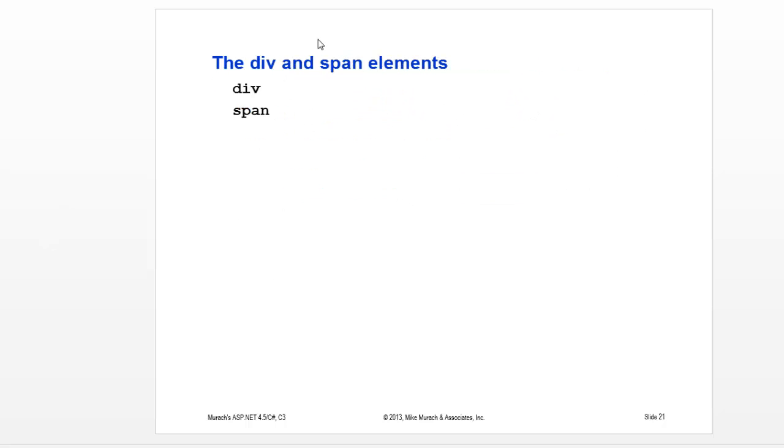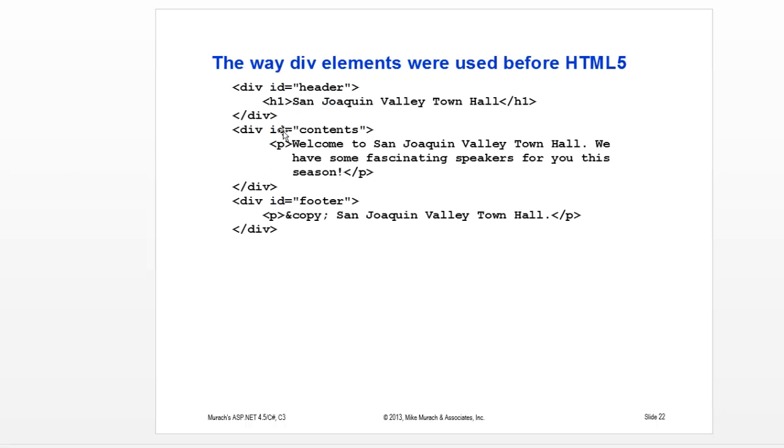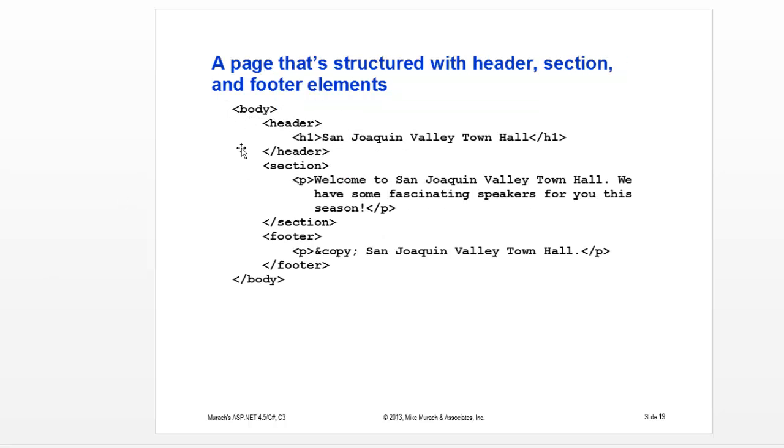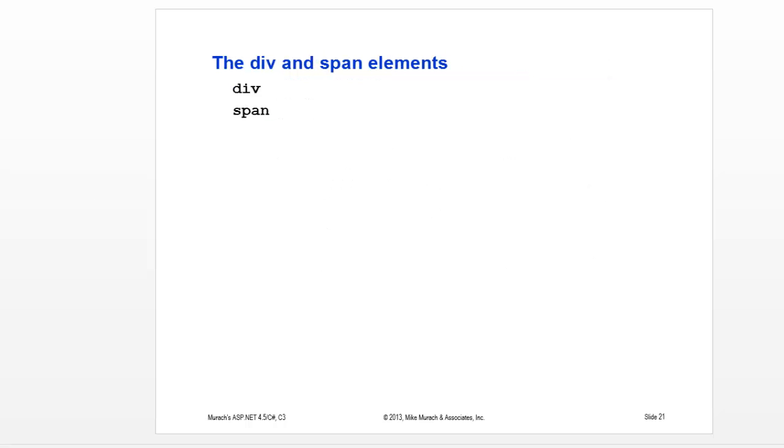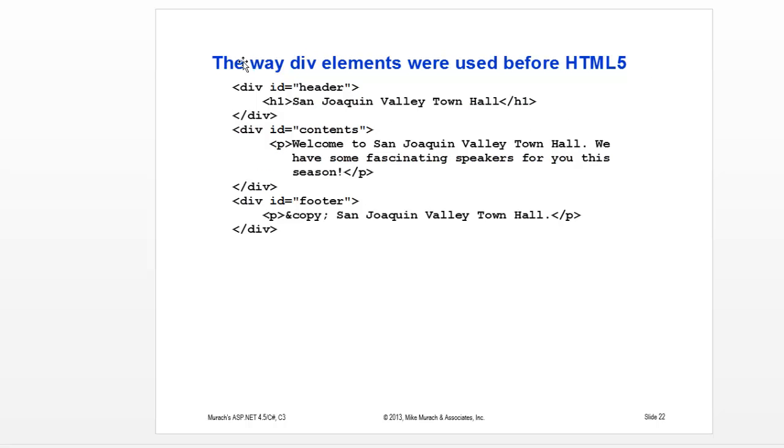The div and span tags. Traditionally the div element has been used to divide an HTML document into divisions that are identified by ID attributes, as shown in this example right here. So I say div ID equals header, div ID equals contents, div ID equals footer, etc. But now that we have semantic elements in HTML5, such as header, section, and footer, we shouldn't use div to structure the document. Instead, you should only use it when the HTML5 semantic elements aren't appropriate and no structure is implied. So, for example, if you want to group a series of elements so you can apply CSS to them, you can put them in a div element.